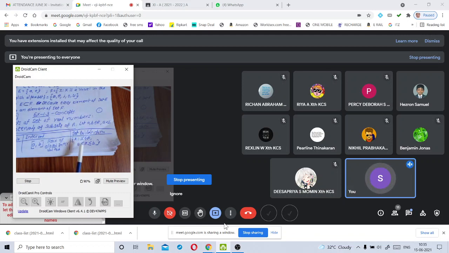Read this one, Samuel. Set of all x such that x belongs to R, A is less than or equal to x, x less than or equal to B. Okay. Now Disha Priya, read this interval. Read this notation. How do you read this notation, Disha Priya?